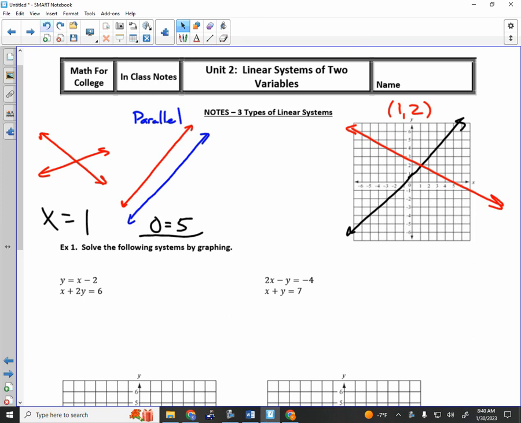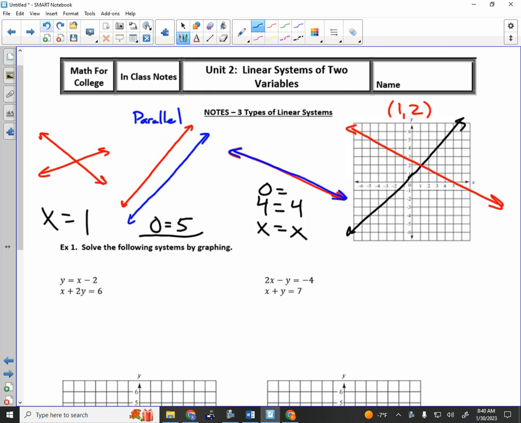And then the last type of system is if you have one line, and when you go to graph the other line, it graphs right on top of the previous line. In that situation, you would come up with something like 4 equals 4, or x equals x, or 0 equals 0. What that means is that you have an infinite number of solutions, because one line is the same as the other. It's right on top of it.